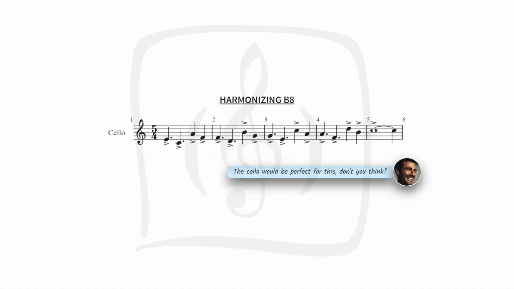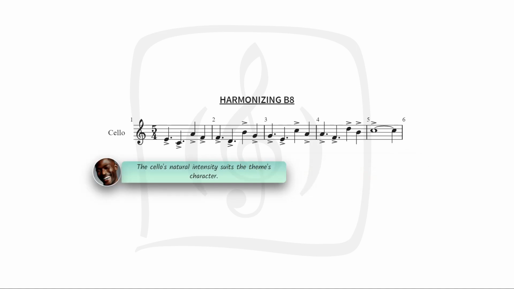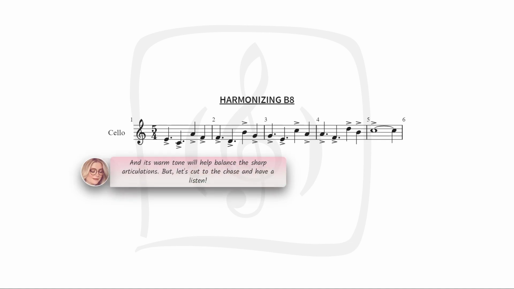Perfect for understanding how these chords behave in real musical context. The cello would be perfect for this, don't you think? Oh yes, its rich middle register will make those marcato notes speak beautifully. The cello's natural intensity suits the theme's character. And its warm tone will help balance the sharp articulations. But, let's cut to the chase and have a listen.